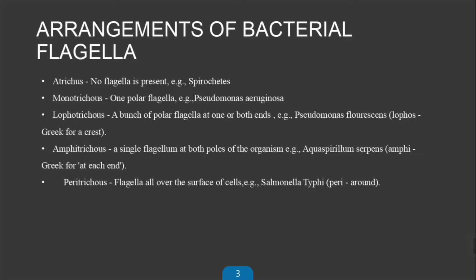Amphitrichous: a single flagellum at both poles of the organism. Example: Aquaspirillum serpens. Amphi means Greek for at each end. Peritrichous: flagella all over the surface of the cell. Example: Salmonella typhi. Peri means around.